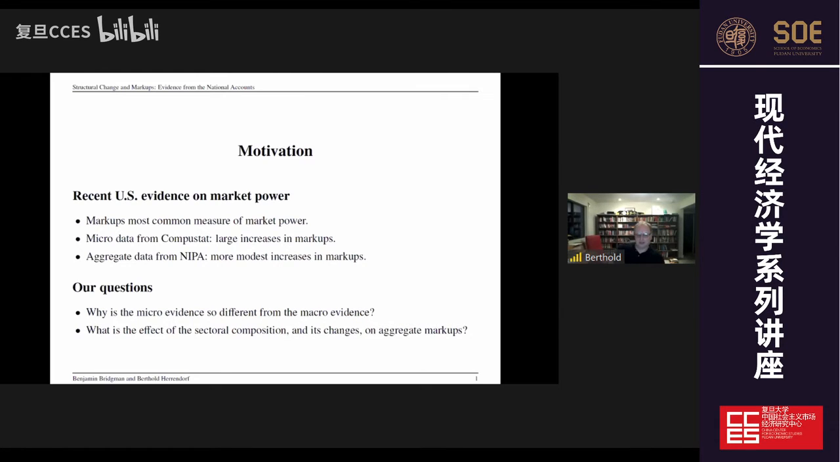And so to get started, since I know a lot about structural change, we thought about it in this context, and we asked a more specific question: what is the effect of the sectoral composition and its changes on aggregate markups? That's the question I mostly will answer today. In doing so, I think I will also give you some ideas about what the gap between the micro and the aggregate data might be, but the strict formal analysis is about the second question.